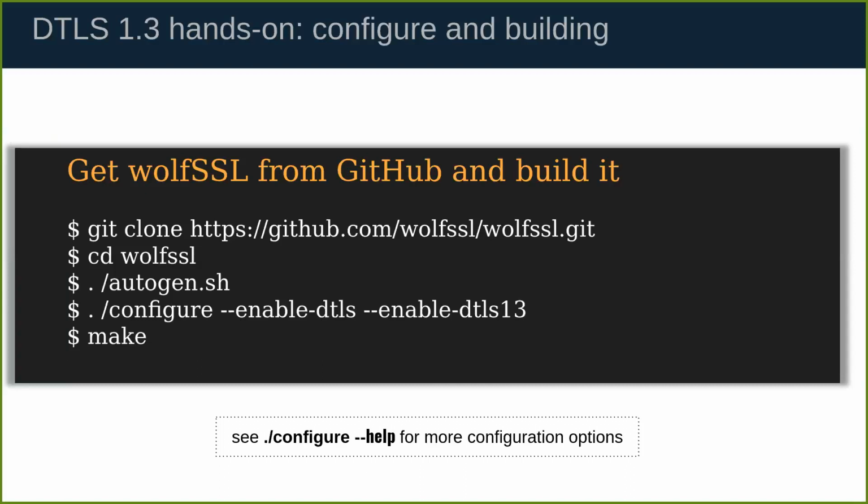So you can run all these examples for yourself as well. These are examples for Linux, Unix, or Mac machines. You first need to get wolfSSL. You need to clone it from our repository or download it from our website, wolfSSL.com. And then you just use the autogen script and configure wolfSSL so that it has enabled DTLS and DTLS 1.3 support, and then just compile it using make. You can use ./configure --help to see all the numerous configurations that we support and what other features you might want to enable.